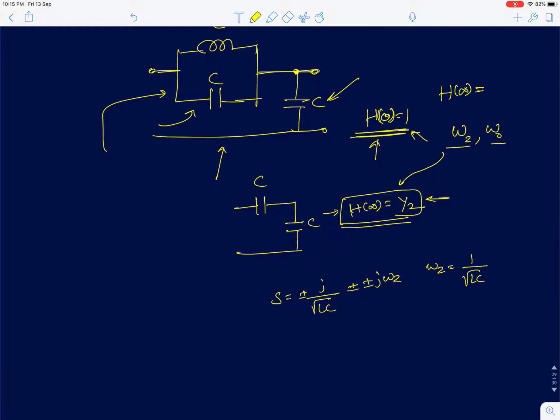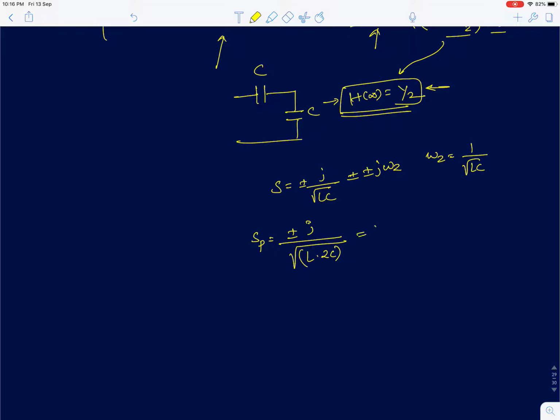Now to find the poles, see there are two capacitors and one inductor in the circuit, so you can just find the total equivalent capacitance seen by the inductor. So the poles are simply going to be plus minus j by root of L into C equivalent, which in this case is 2C. The inductor will see the two capacitors in parallel. So the poles are at plus minus j omega naught, where omega naught is 1 upon root of 2LC.